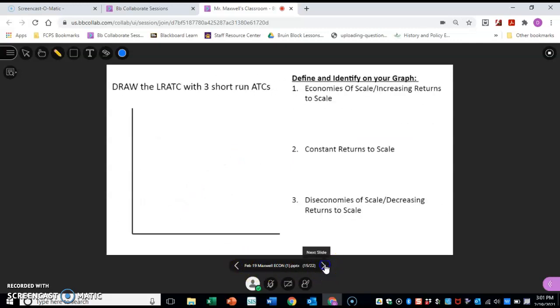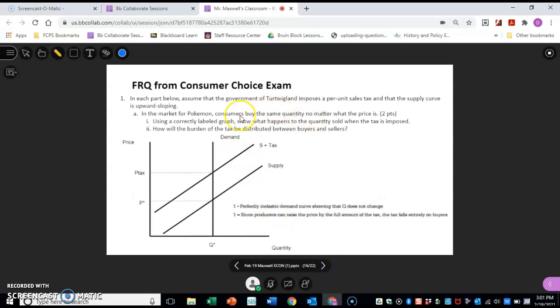The first part of this question, Turtwig Land, where consumers buy the same quantity no matter what the price is. That means we have a perfectly inelastic demand curve, which is right here. We have a supply curve. Make sure you label your graph everywhere. And then we have to have equilibrium at the very beginning of this problem, which is Q star, P star. Then, if we have a per unit sales tax, it's like another supply curve, but we label it S plus tax. Then we can see the price goes up to this point, and I labeled it P tax over here.